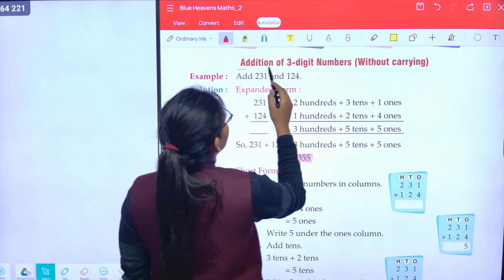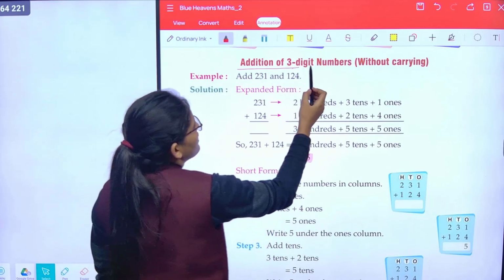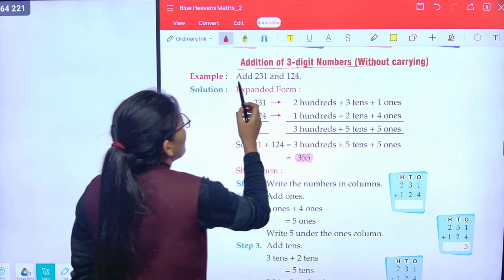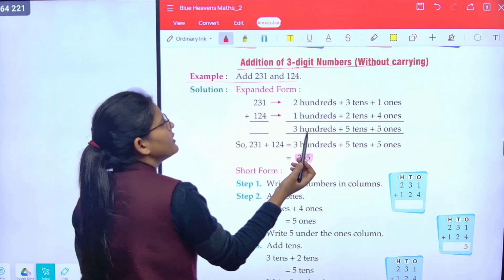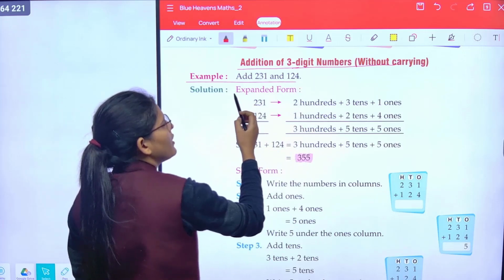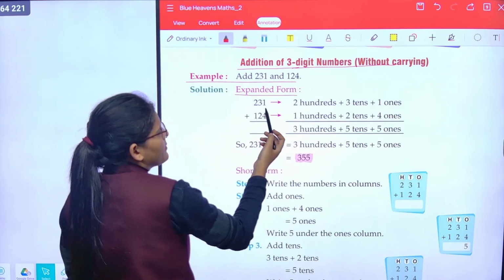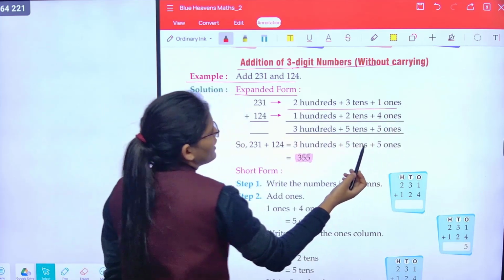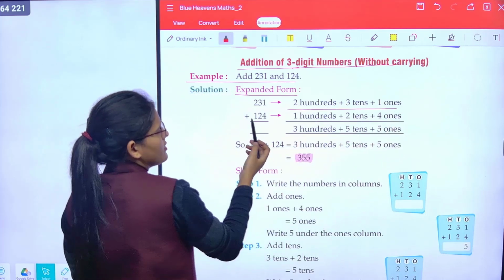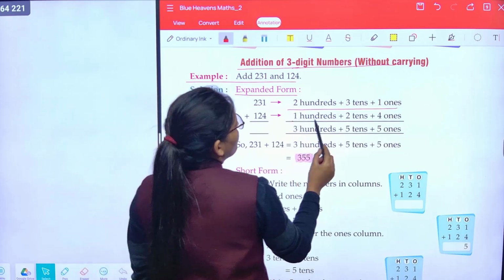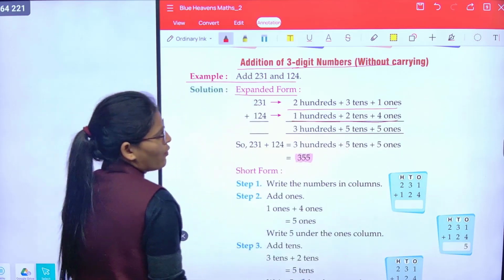Now addition of 3-digit numbers without carry. Now class, example: add 231 and 124. Expanded form: take class, expanded form, 200s plus 3 tens plus 1 ones. Okay. Similarly 124, 100s, 2 tens plus 4 ones.